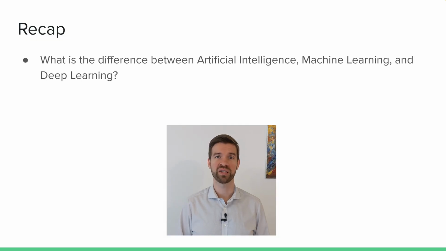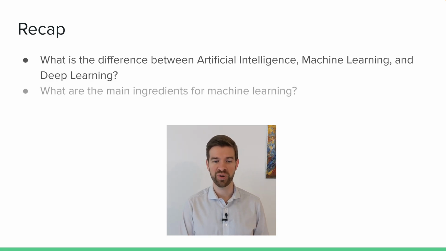Before we dive into the topic, I would like to briefly recap what we talked about last week. First was the difference between artificial intelligence, machine learning, and deep learning. And the second question I would like to briefly recap is: what are the main ingredients for machine learning? If you want, pause the video here for a few seconds and try to answer those questions for yourself.